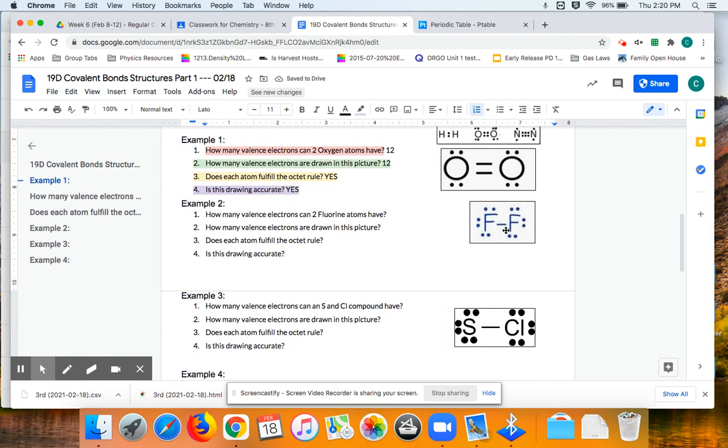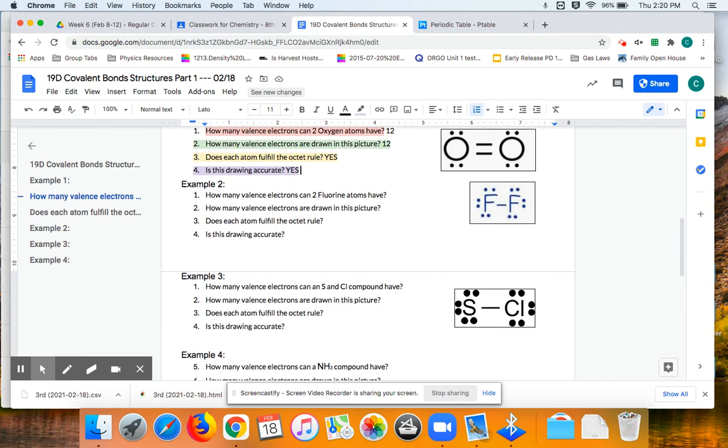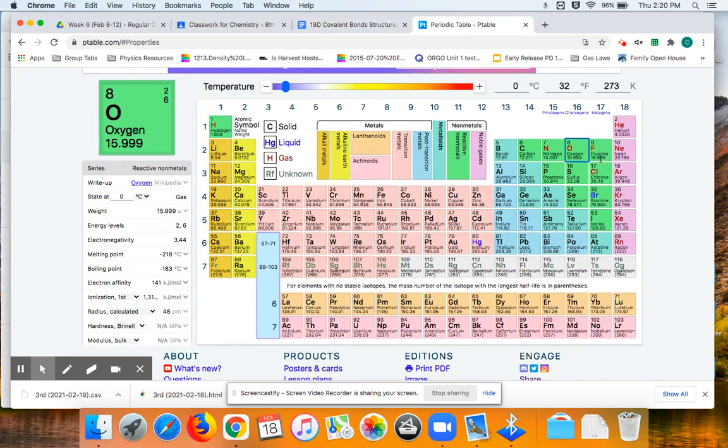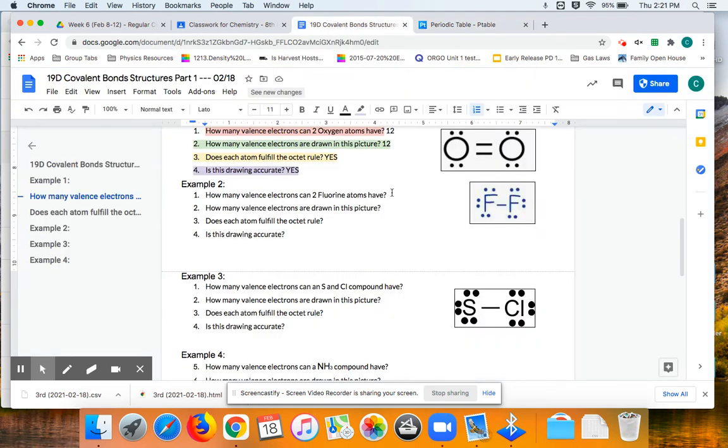I will talk through this one. I'm not going to type anything because sometimes people just skip to the end of the video for the answers. So for this one, how many valence electrons can 2 fluorine atoms have? We have 2 fluorine, so we need to find it on the periodic table. F is located here. I count the columns, 1, 2, skip the low ones, and then 3, 4, 5, 6, 7. So fluorine has 7 valence electrons. There's 2 of them though, so this would be 14. Yeah, 14 valence electrons.